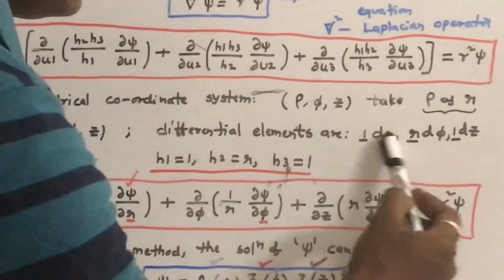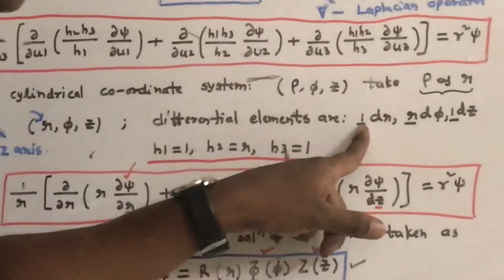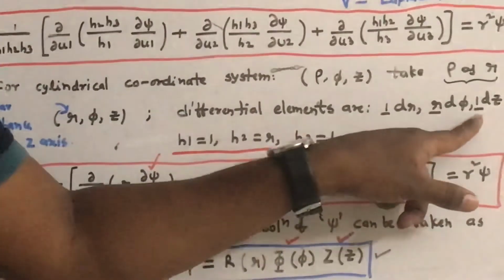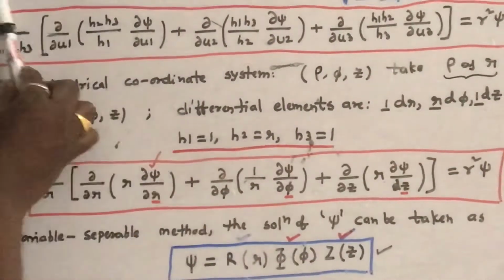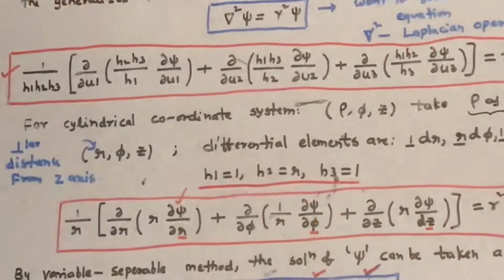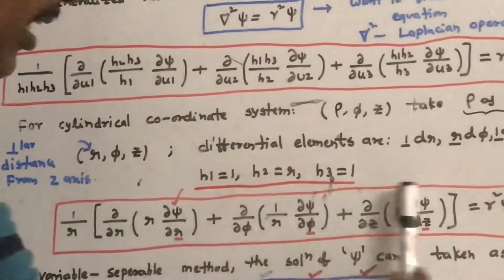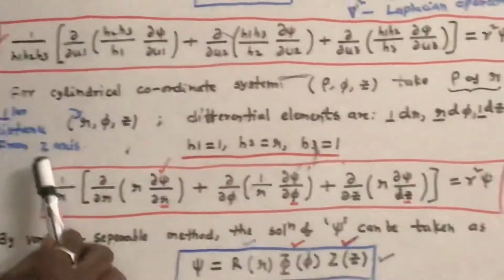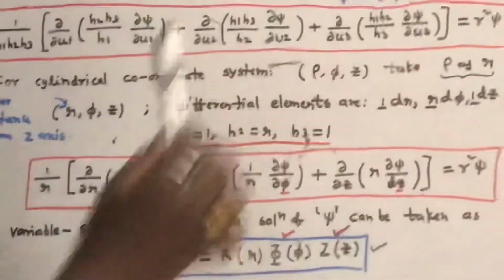These are the differential elements, as you know from electromagnetics. Here h1 is equal to 1, h2 is equal to r, h3 is equal to 1. So substitute all these values in this equation, and you get this equation. This is the equation we get from the generalized equation.